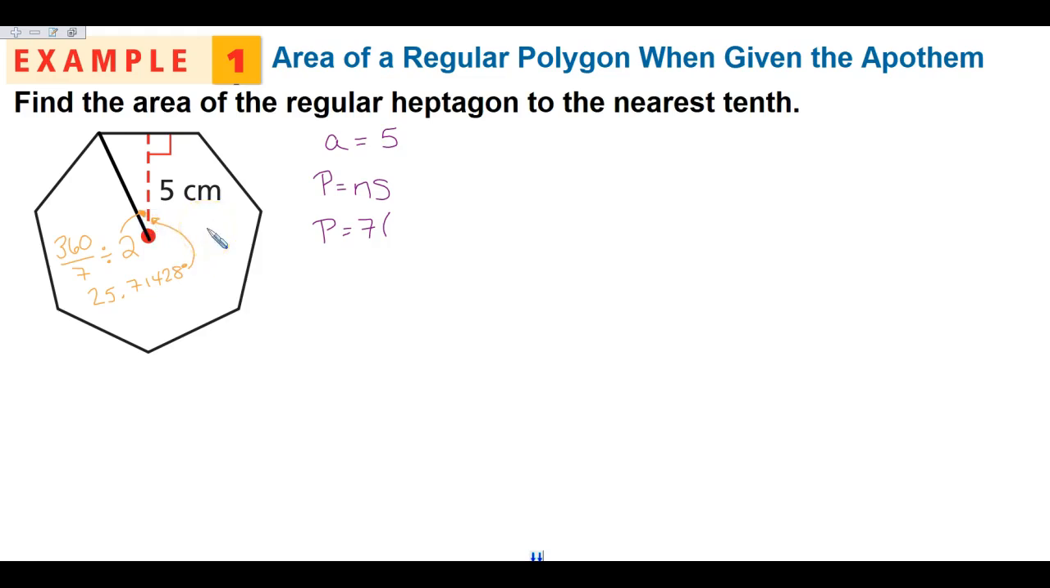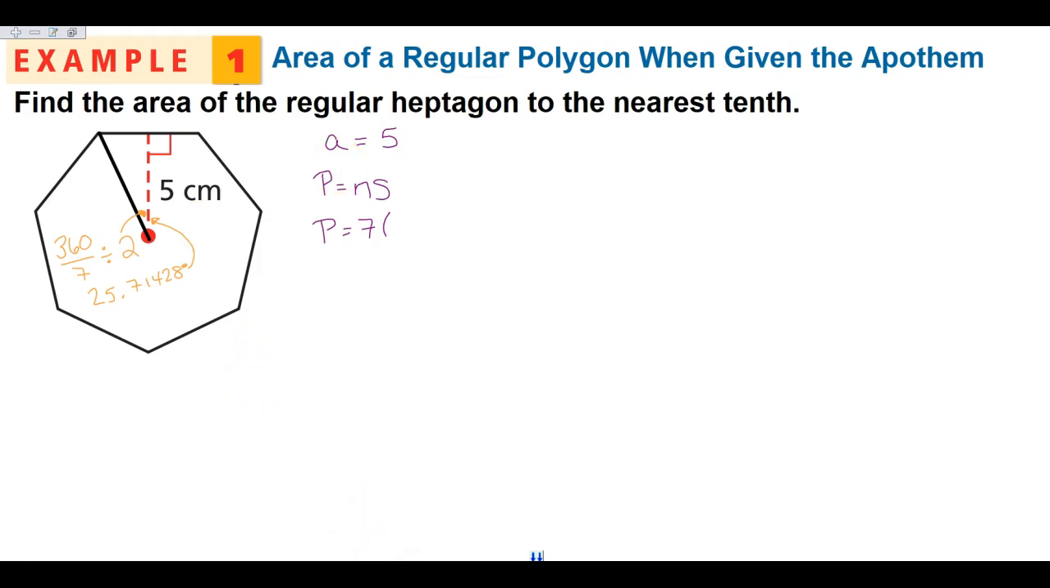Now, what I want you to do is put that in your calculator right now. Have that 360 divided by 7, divide that by 2. Have that number in your calculator and hold on to it. Don't clear your calculator, just let it sit there for a minute.